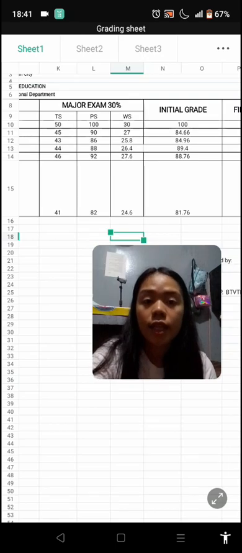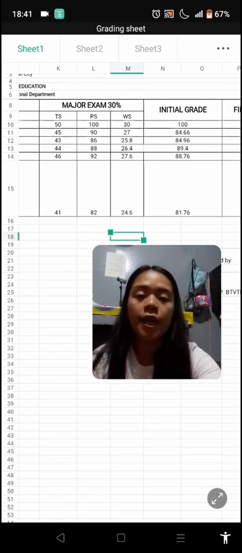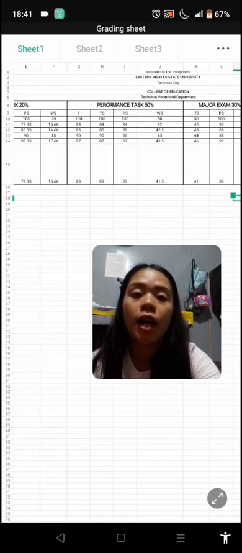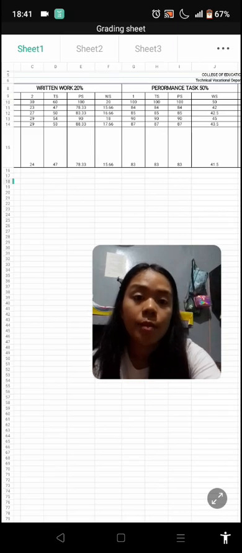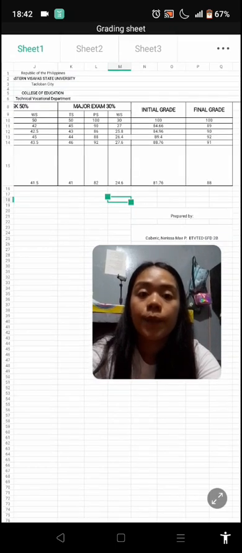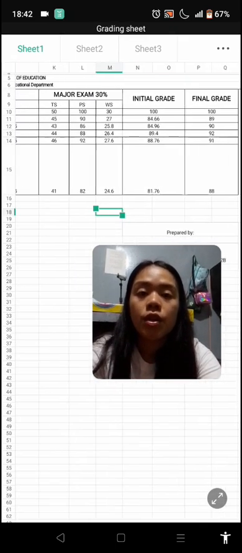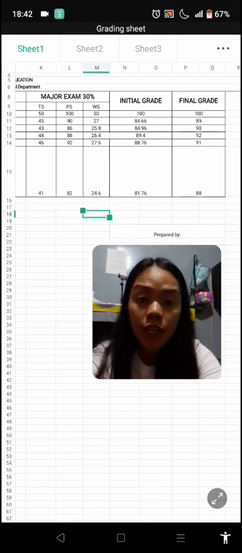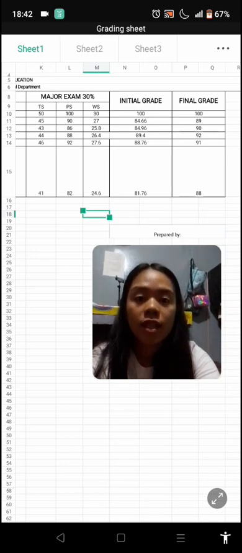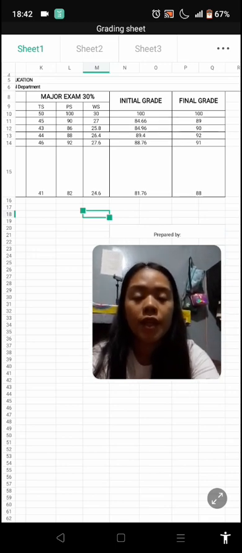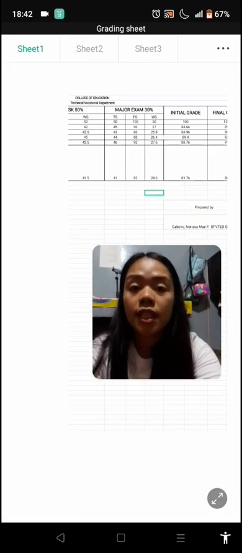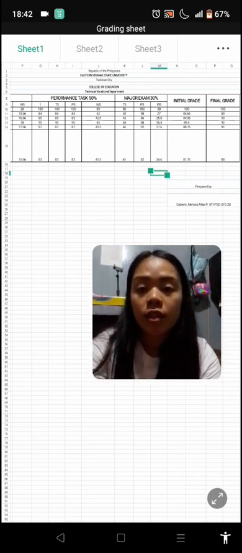So, how do we get the initial grade? We get the initial grade by adding all their weighted scores from the written work, the performance task, and the major exam. Having the initial grade, there is a sequence for converting it into the final grade. That's the process on how to compute the grade from DepEd.